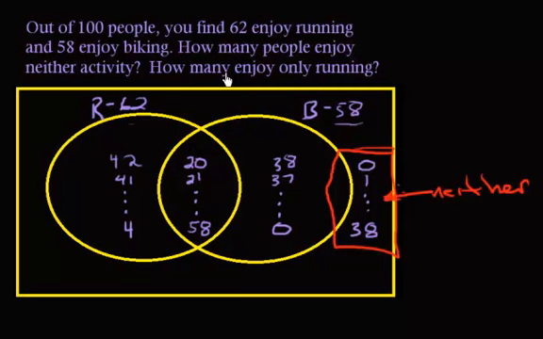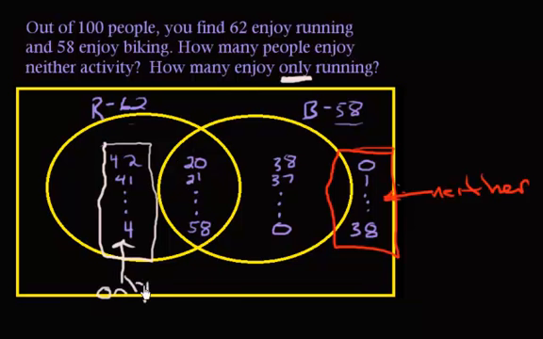And then the follow-up question was how many people enjoy only running? Well, these are the people who only enjoy running, because again, we're saying only, which tells us they can't be in the overlap. They have to be here. So these are the people who enjoy only running, and your answer would be between 4 and 42.